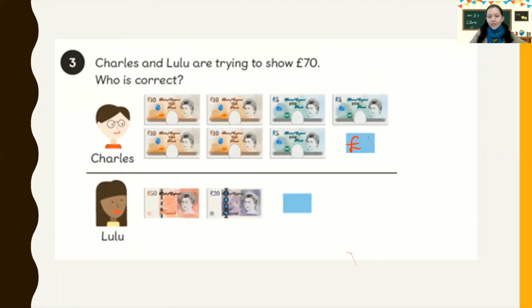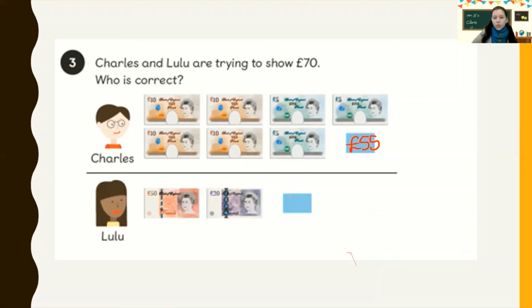So 55 is how much lovely Charles is showing. Lulu has £50 and £20. Now remember, when you're adding multiples of 10, you can just look at the first number and then remember to put that 0 back on the end because we're in the 10s column, but we can add them like they're 1s. So what is 5 add 2? That's right, it's 7. So 50 add 20 would be 70.